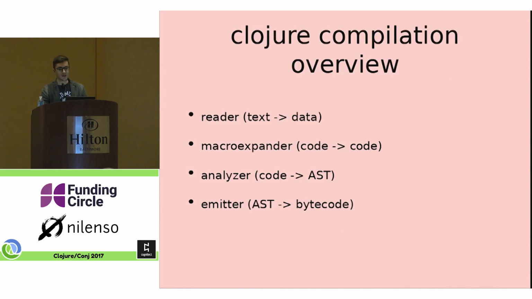And finally, we have an emitter that goes from AST to actual bytecode, which the JVM executes. So those are the basic steps, and keep them in mind because for decompiling, we're just essentially going to run this pipeline in reverse.